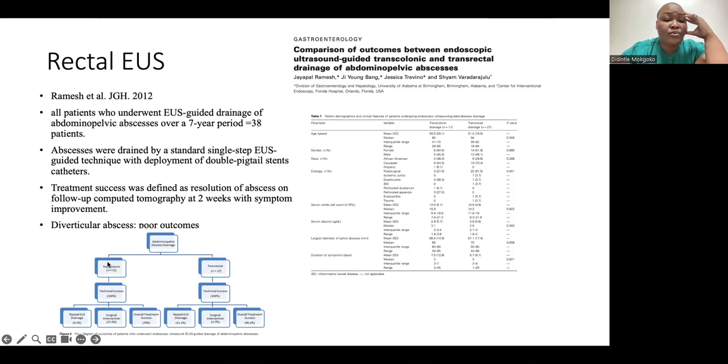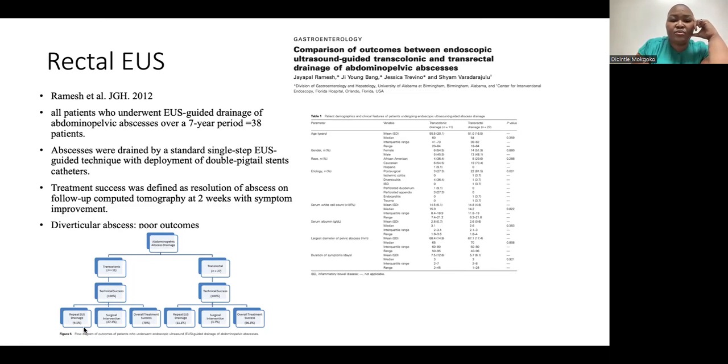The transcolonic route proved a little bit more challenging. 70% of patients were treated with EUS drainage, and a third of them ended up having to have surgery anyway for a variety of reasons. Blocked stents. One was a stent that actually got mal-deployed and went into the abscess. And what they found in this group is that diverticular abscesses drained via the transcolonic route tended to be the ones that required surgical intervention at the end.